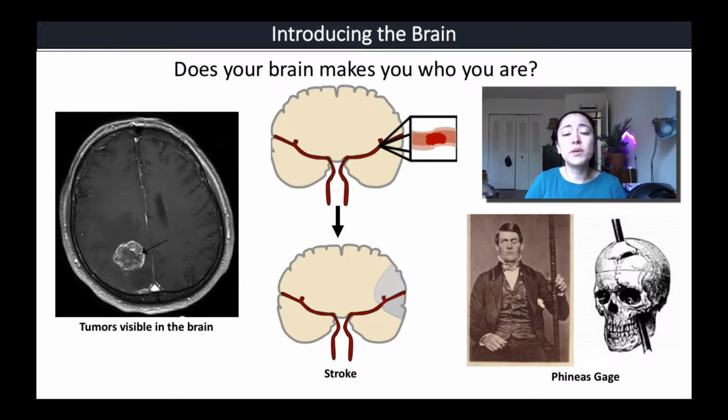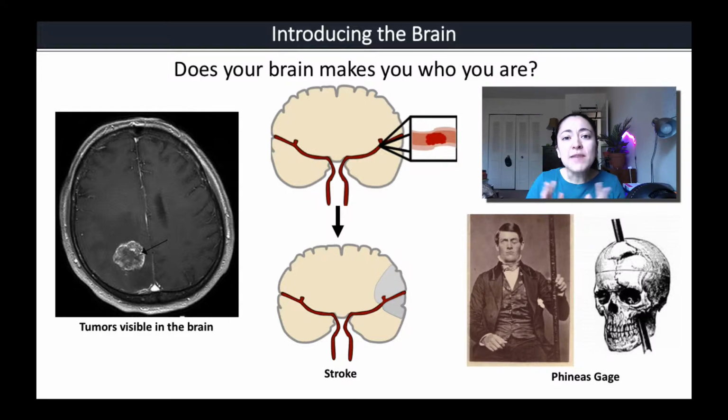Take, for example, the two images on the left here. Brain tumors and strokes can damage certain regions of the brain, leading to visual impairments, cognitive changes like memory loss, difficulty speaking, personality changes, and even death. Most of our understanding of the brain has come from studying the effects of brain damage.